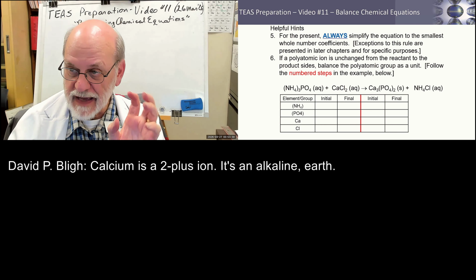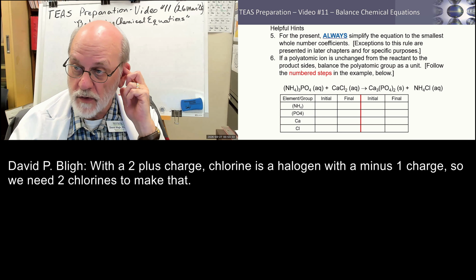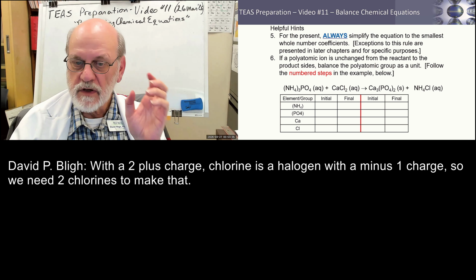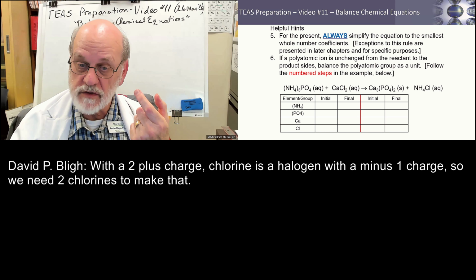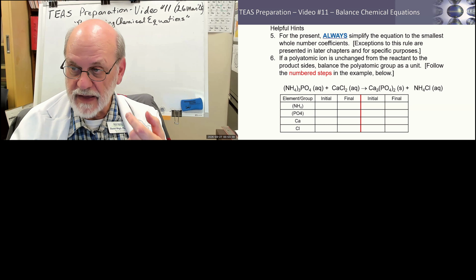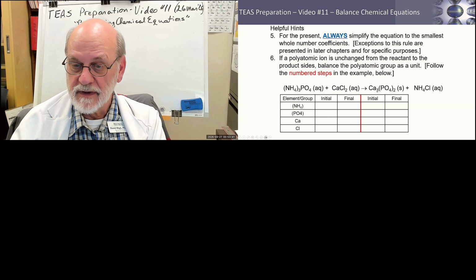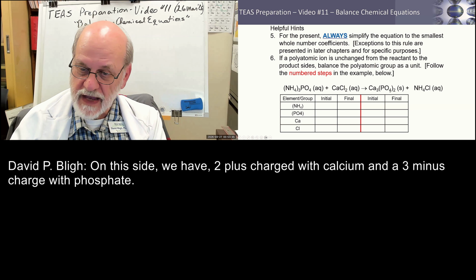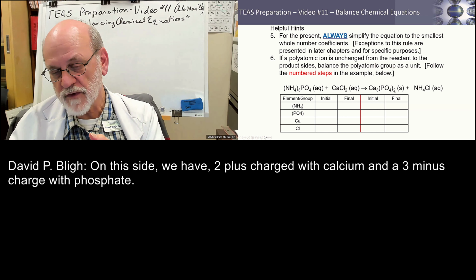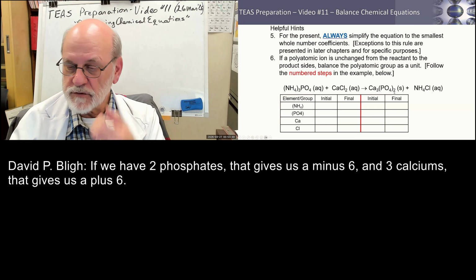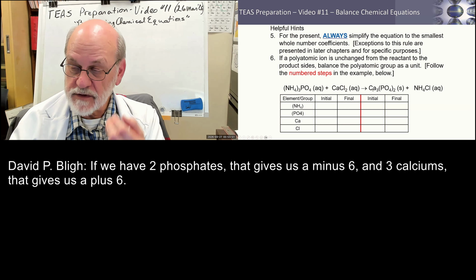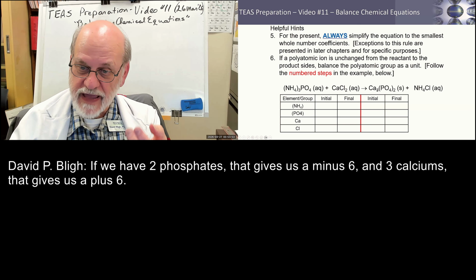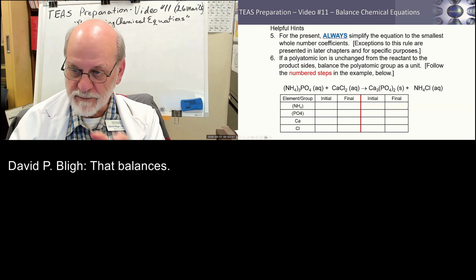Calcium is a 2+ ion. It's an alkaline earth with a 2+ charge. Chlorine is a halogen with a -1 charge. So we need 2 chlorines to make that calcium balance. On this side, we have 2+ charge with calcium and a 3- charge with phosphate. If we have 2 phosphates, that gives us a -6, and 3 calciums, that gives us a +6. Total, that balances.